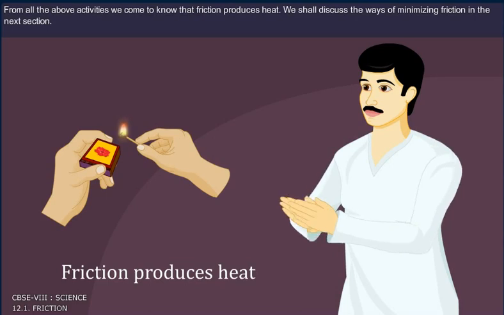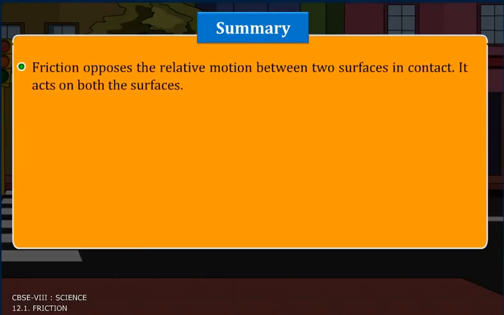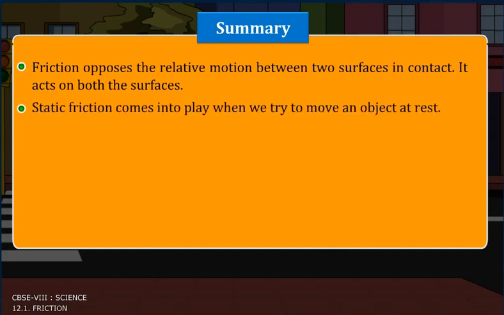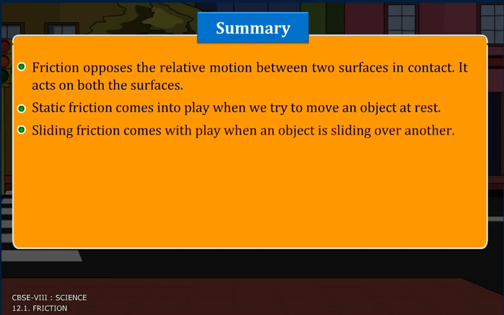We shall discuss the ways of minimizing friction in the next section. Summary: friction opposes the relative motion between two surfaces in contact. It acts on both the surfaces. Static friction comes into play when we try to move an object at rest. Sliding friction comes into play when an object is sliding over another. Sliding friction is smaller than static friction.